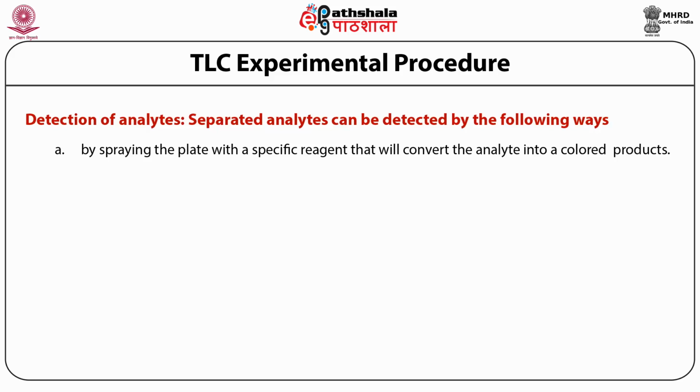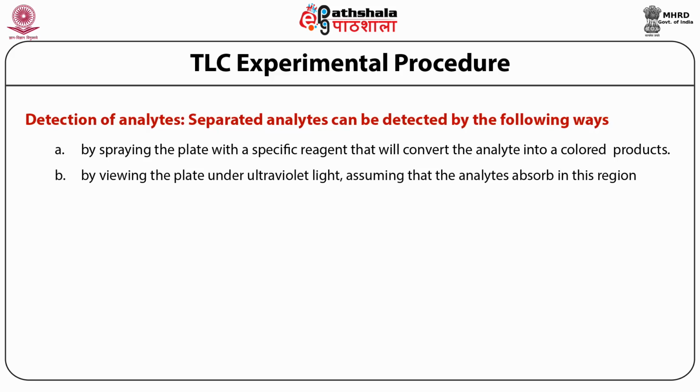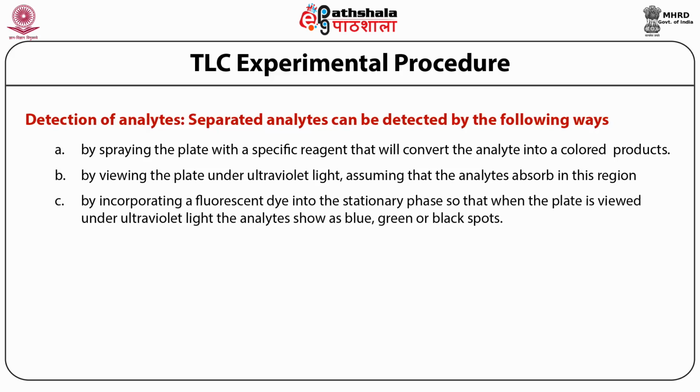Iodine will bind to the lipids reversibly and color them, and you can see the spots colored with the naked eye. The second way by which you can detect the analytes on the plate is by viewing the plate under ultraviolet light, assuming that the analytes will absorb in this region. Another way of detecting analytes on the plate is by incorporating a fluorescent dye into the stationary phase, so that when the plate is viewed under ultraviolet light, the analytes show as blue, green, or black spots, as you can see in the figure shown here.